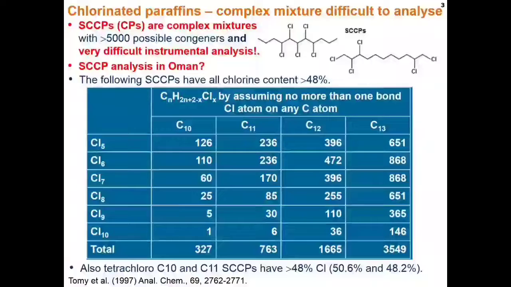So I already highlighted the complexity. For short-chain chlorinated paraffins, we have more than 5,000 possible congeners. The instrumental analysis is quite complex. You might check if you have chlorinated paraffin analysis in Oman, probably not. And also KISA in Kuwait has not yet developed chlorinated paraffin analysis, but they have looked into it. Maybe Hassan afterwards can tell us more.